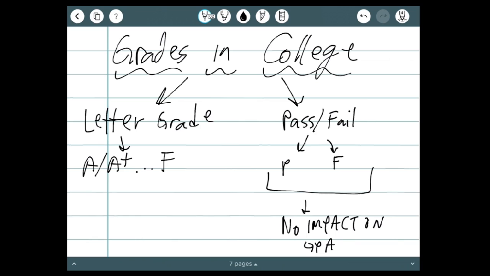All right, so if you take a class for pass-fail, it has no impact on GPA. However, if you take a class for a letter grade, this is literally where your GPA will come from. All your classes that have a letter grade associated with them will have an impact on your GPA. And in college, your GPA is a pretty valuable thing you want to make sure you maintain. So let's make sure we understand how to calculate it.